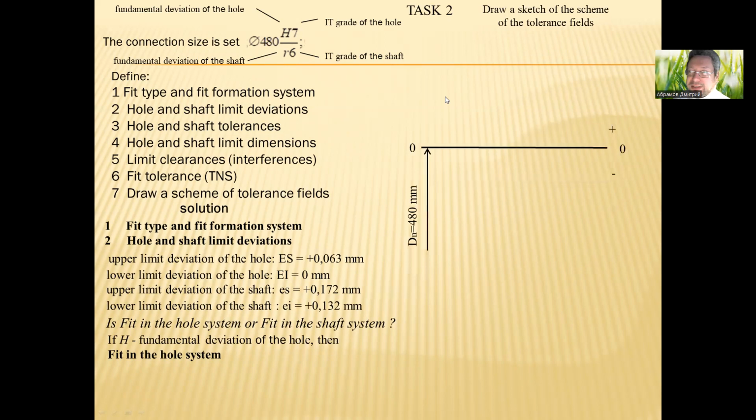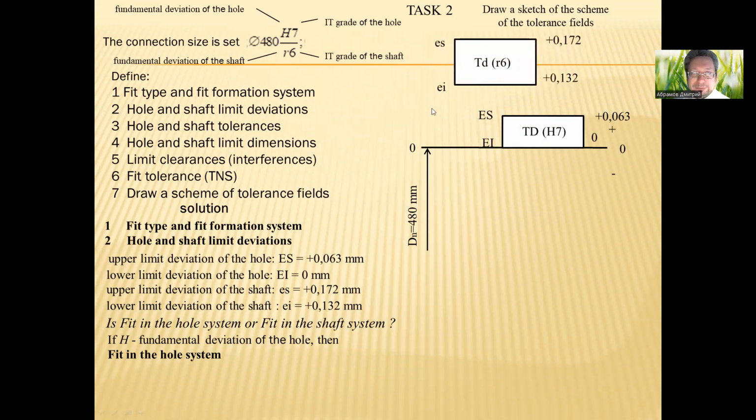Draw a sketch of the scheme of the tolerance fields. Zero line and nominal diameter is equal 480 millimeters. Tolerance field of the hole H7, upper limit deviation and lower limit deviation of the hole, and tolerance field of the shaft. Upper limit deviation of the shaft is bigger than upper limit deviation of the hole, and lower limit deviation of the shaft is bigger than upper limit deviation of the hole. So there is the tolerance field of the shaft.